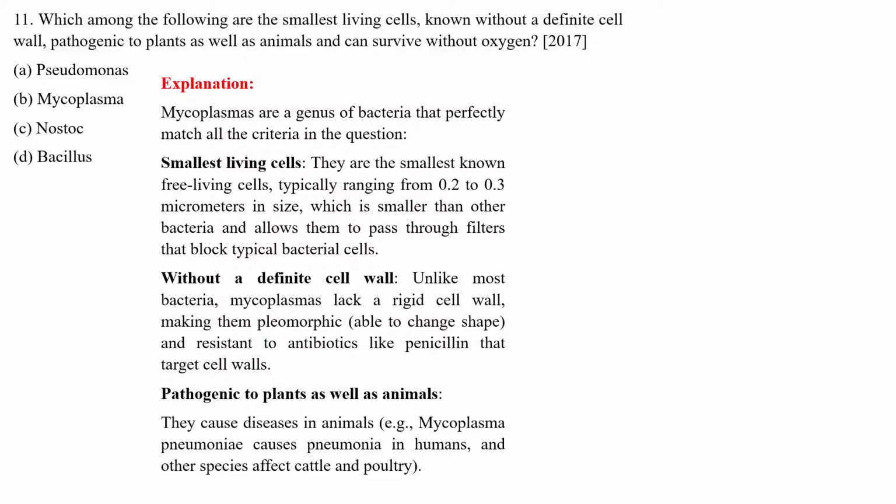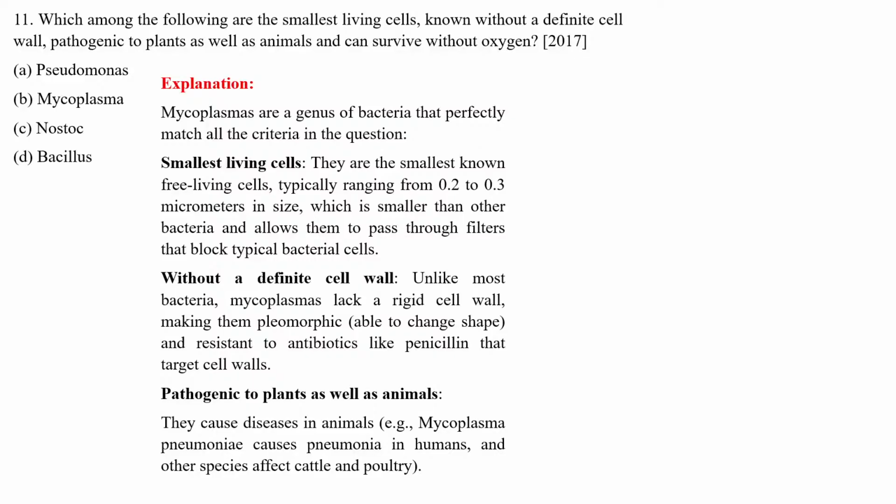Unlike most bacteria, mycoplasmas lack a rigid cell wall, making them pleomorphic. Pleomorphic means able to change shape. They are also resistant to antibiotics like penicillin, because the main function of penicillin is to target the cell wall. That's why they are not susceptible to antibiotics like penicillin. They also have another very important characteristic.